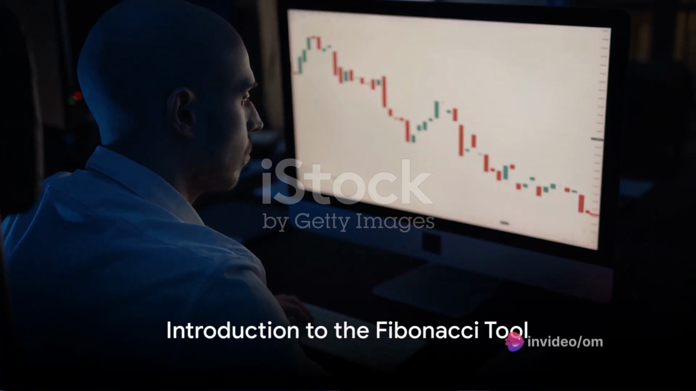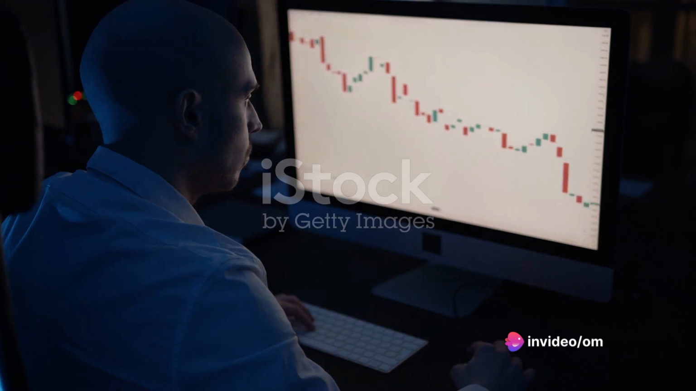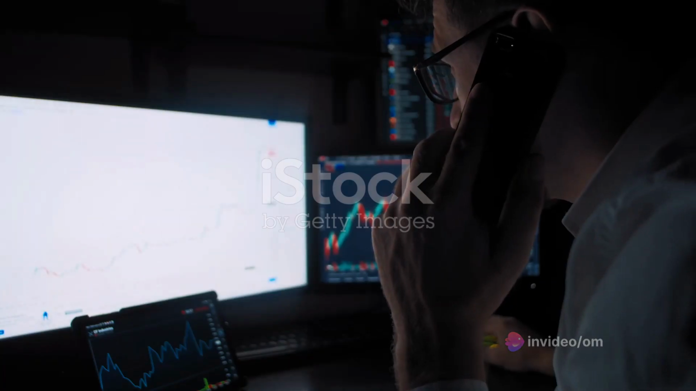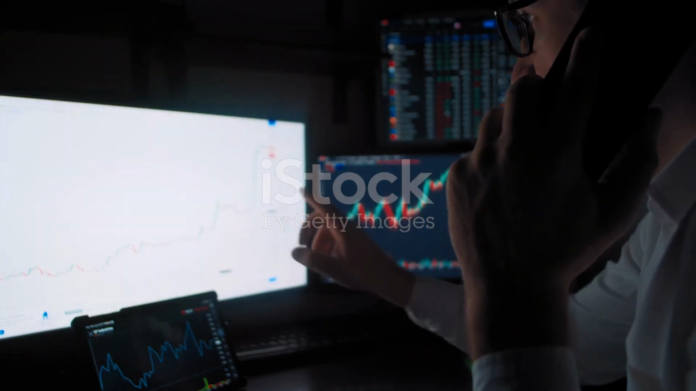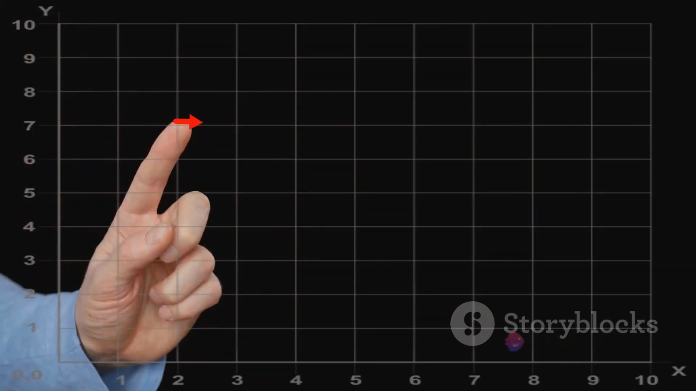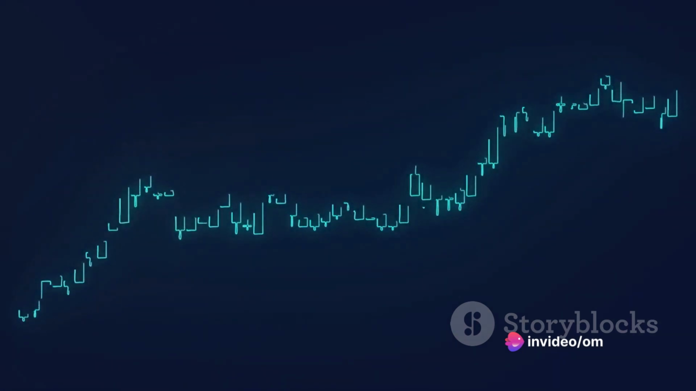Ever wondered how seemingly random market fluctuations might actually be the result of index trade manipulation? Or perhaps you've questioned how certain traders always seem to have the upper hand. Well, it's not all smoke and mirrors. It often boils down to the effective use of tools like the Fibonacci tool.